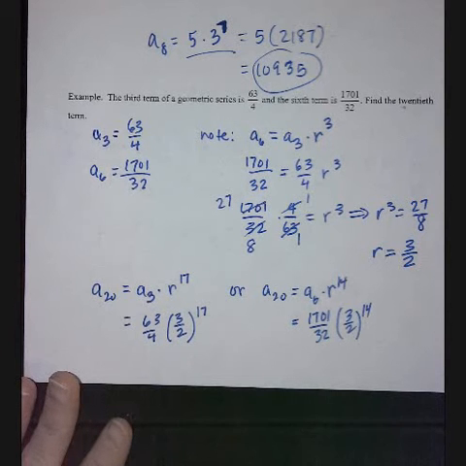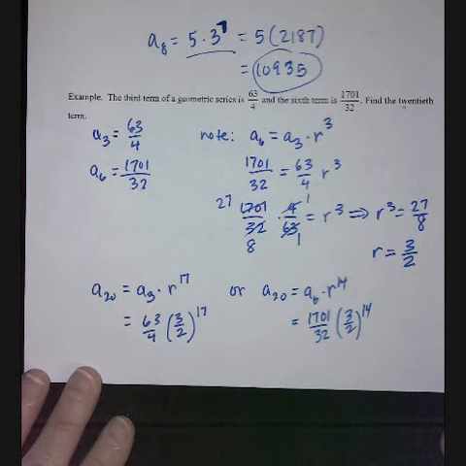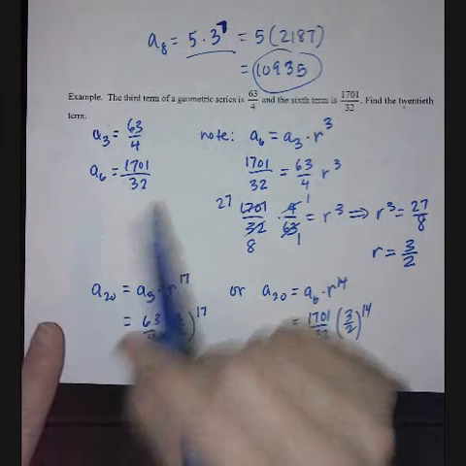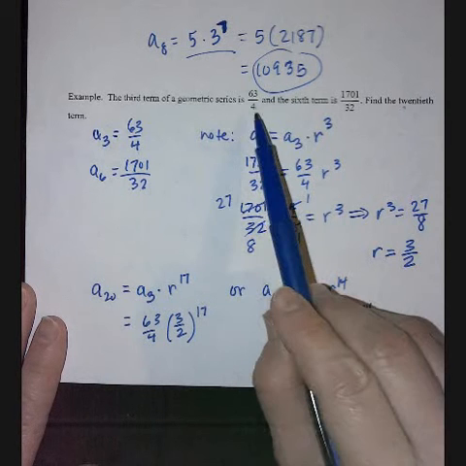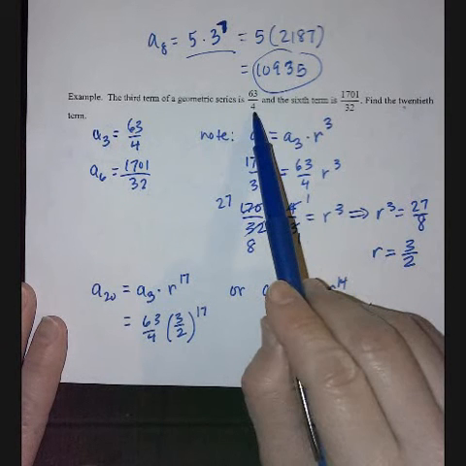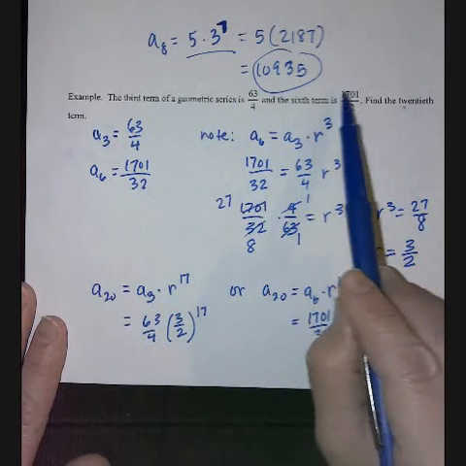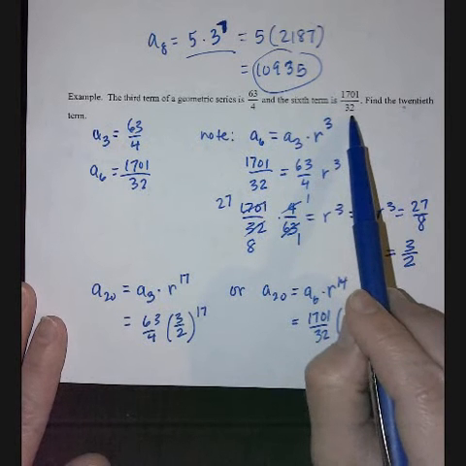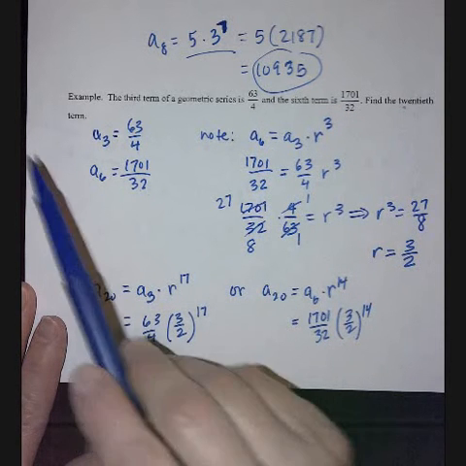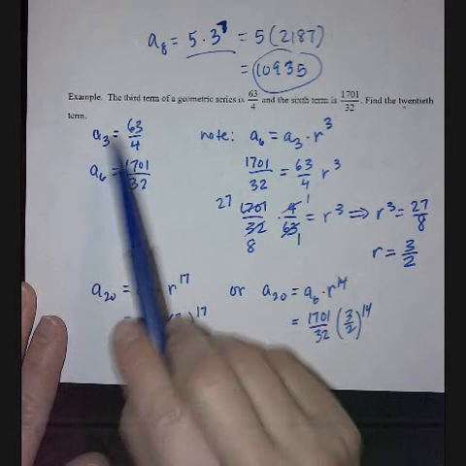All right, one more problem, and beyond this problem I have a separate video. So the third term of a geometric series is 63 over 4, and the 6th term is 1,701 over 32. Find the 20th term. Okay, so we know a sub 3 and we know a sub 6.